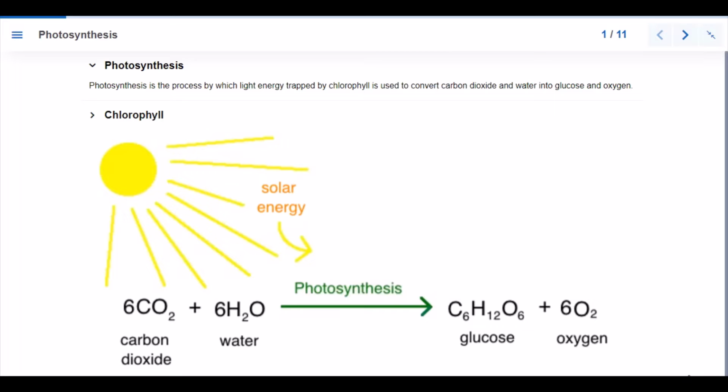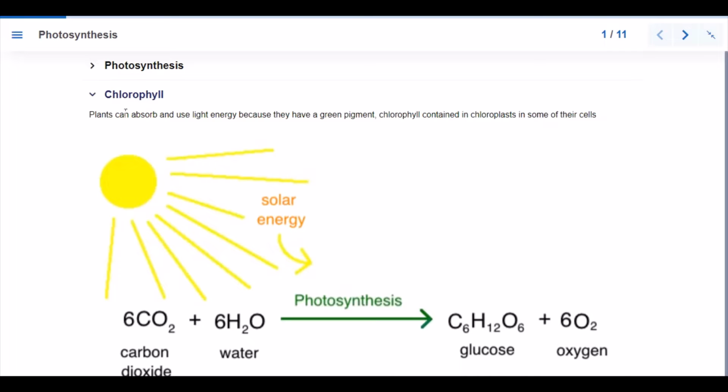So today we'll be looking at plant nutrition. And the first thing we'll be looking at under plant nutrition is photosynthesis. Photosynthesis is the process by which light energy trapped by chlorophyll is used to convert carbon dioxide and water into glucose and oxygen.